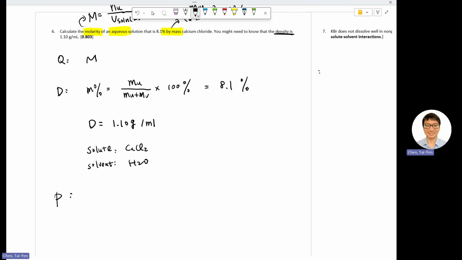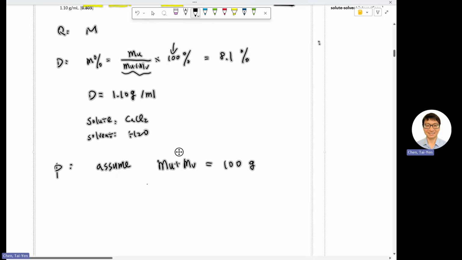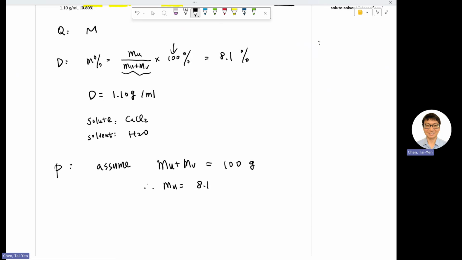Therefore, what you need to do is actually assume the denominator, which is this, right? Mass of your solute plus mass of your solvent equals 100 gram. Here we use 100 instead of 1 because you need to multiply by 100 afterward, so they will cancel out. That's why we assume it's 100. So if it's 100 gram, then the mass of your solute is 8.1 gram.